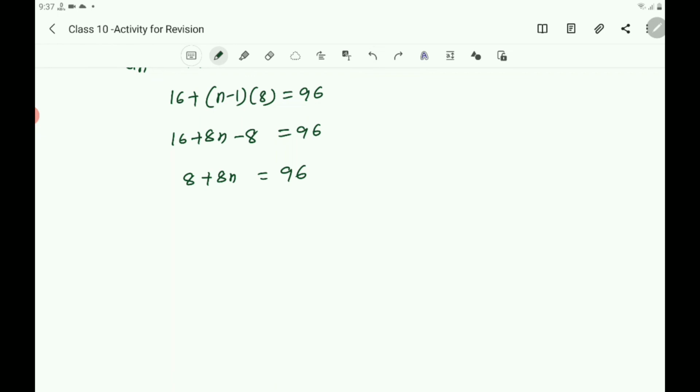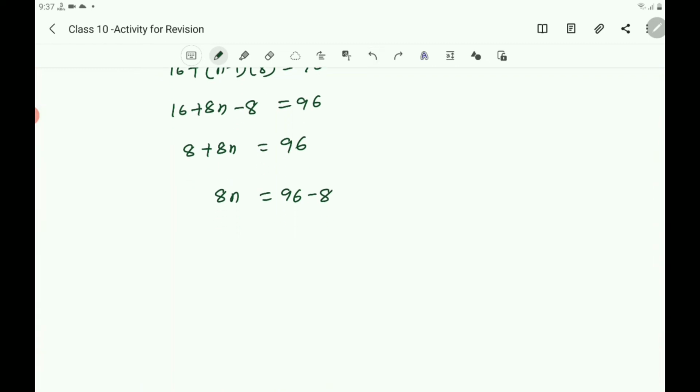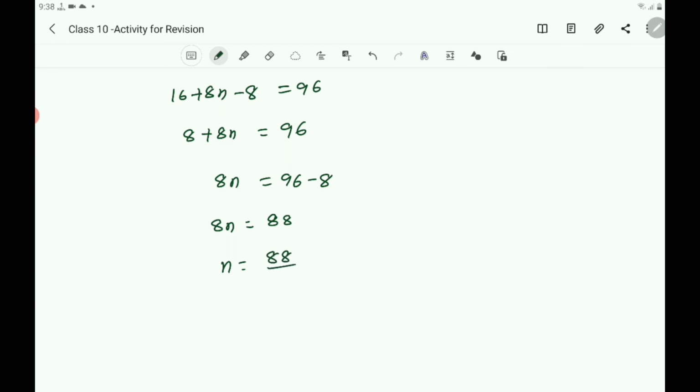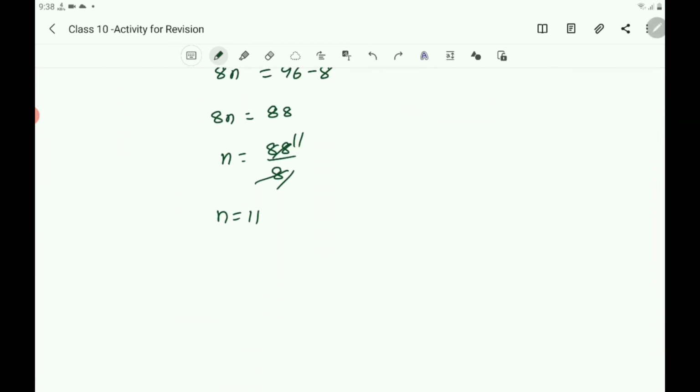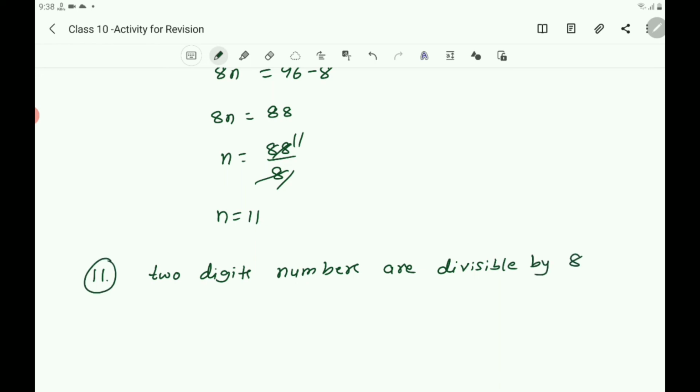And you transfer this 8 to the RHS. So what remains here? 8N equals 96 minus 8, which is 88, because 88 plus 8 is 96. Then N equals 88 by 8, and 8 elevens are 88. So N equals 11. You got it. So how many 2 digit numbers are divisible by 8? 11 two-digit numbers are divisible by 8.